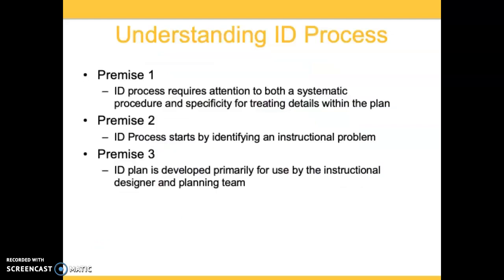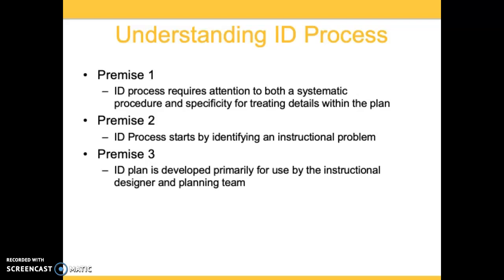These are the 7 premises that your chapter talks about, and I want to go over them quickly to understand the IDEE process. Number 1 is that the IDEE process requires attention to both systematic procedure and specificity for treating details within the plan. So you have to pay attention to detail to carry through the systematic process. And then the problem starts with the identification of the instructional design problem. If there's no problem, there's no need for us to even work on the project.